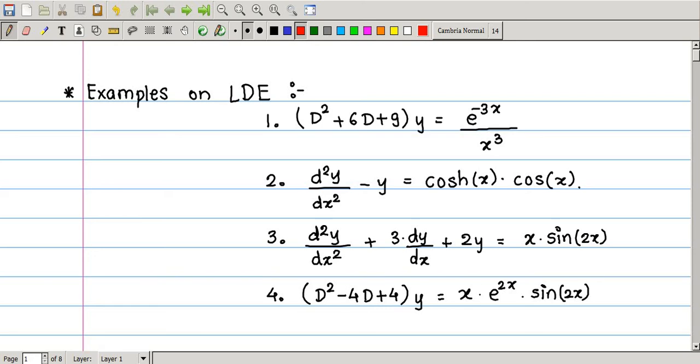Hello friends, welcome back to the lecture series on linear differential equation. So far we have discussed the method of solving to find general solution of linear differential equation with constant coefficients. To find complementary function, we need to observe auxiliary equation, find out the roots, and we form the solution for complementary function with respect to nature of root.